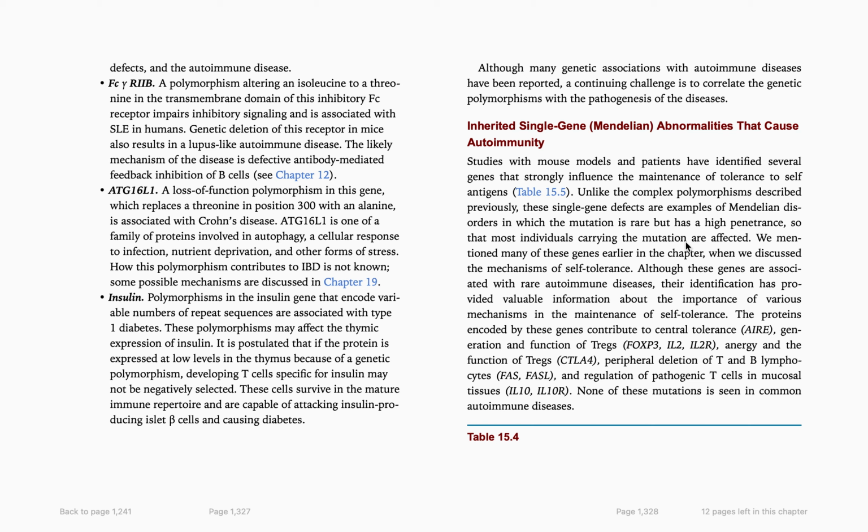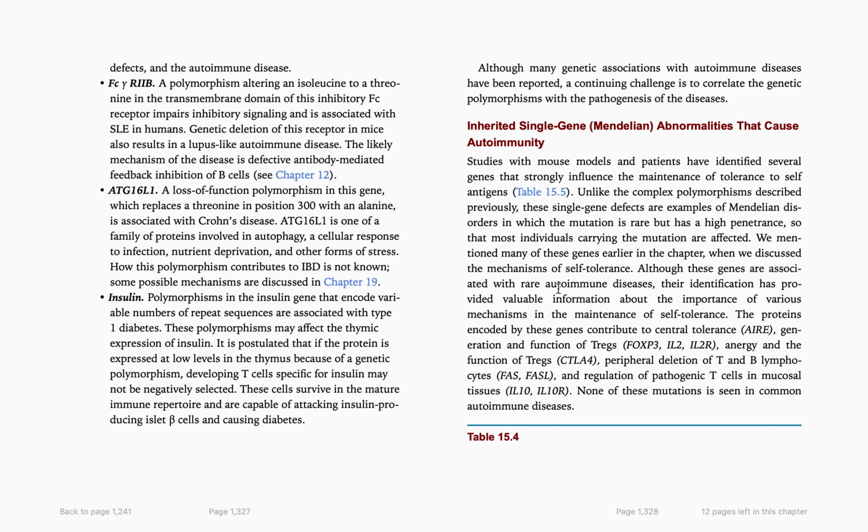Inherited single gene, Mendelian abnormalities that cause autoimmunity. Studies with mouse models and patients have identified several genes that strongly influence the maintenance of tolerance to self-antigens. Unlike the complex polymorphisms described previously, these single gene defects are examples of Mendelian disorders in which the mutation is rare but has a high penetrance, so that most individuals carrying the mutation are affected.